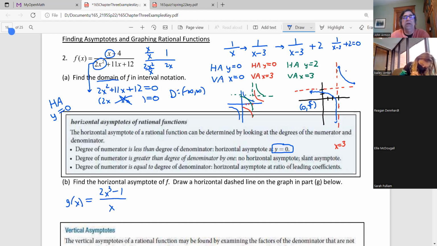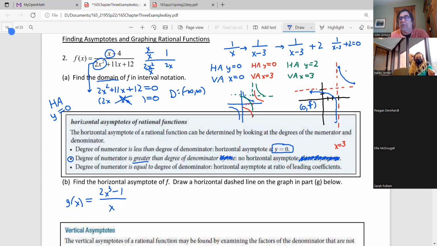So here's a rational function, 2x cubed minus 1 over x. Where is the highest power of x in this function? Upstairs, numerator. That is the second case. Degree of the numerator is greater than the degree of the denominator. I'm going to cross these off for the moment. We're not going to talk about these yet.